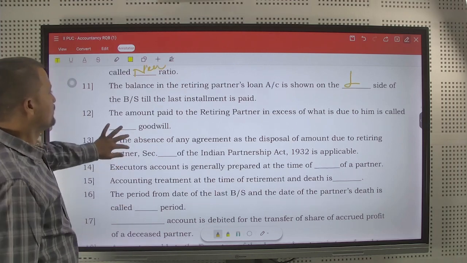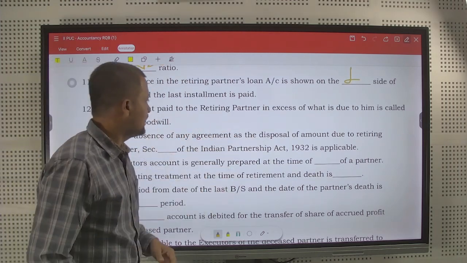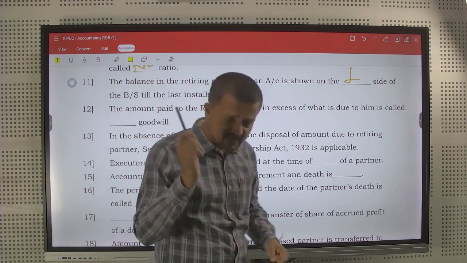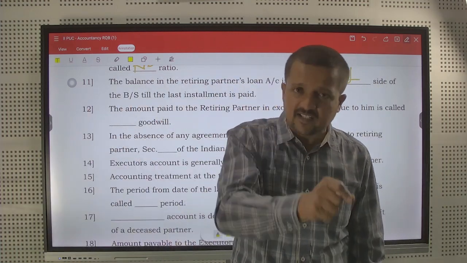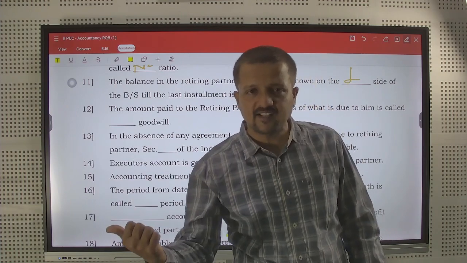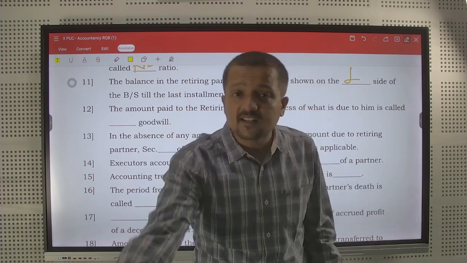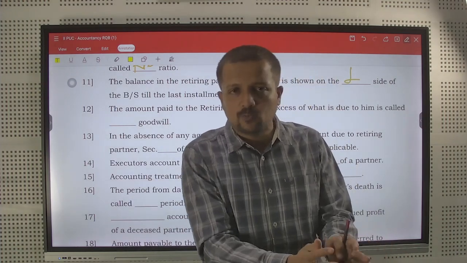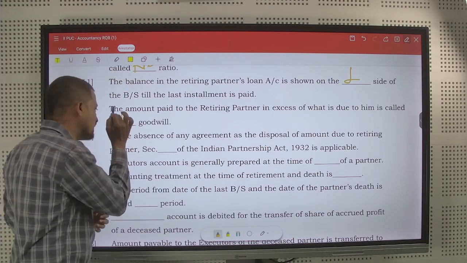Then the amount paid to the retiring partner in excess. If you remember, yesterday we discussed the same thing. If anything is paid by the admitting partner in excess of his capital share, that was called hidden goodwill, and here it is the same. In case of retirement, if you are paying something in excess of what actually needs to be paid, then definitely it is called hidden goodwill.